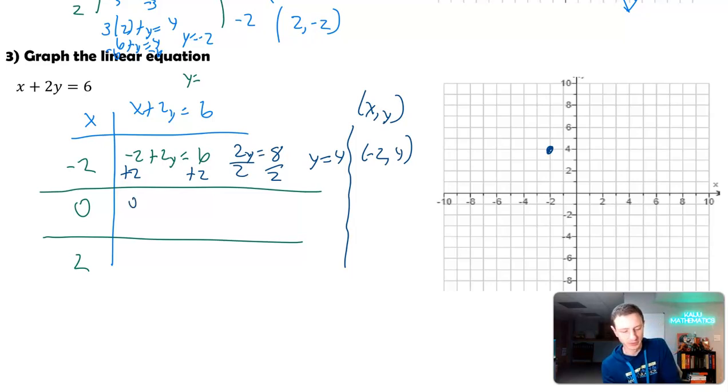Next one, 0. So 0 plus 2y equal to 6. 0 plus 2y is just 2y equal to 6. Divide by 2, y is equal to 3. So that ordered pair would be 0, 3.